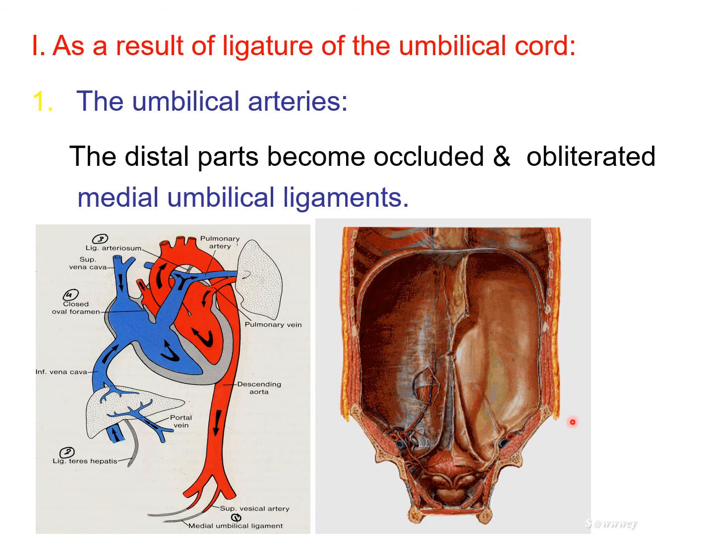Here we can see also, this is the posterior abdominal wall showing the urinary bladder, and this part of the urinary bladder will ultimately be supplied by the superior vesical arteries, and the remaining part will be formed as the medial umbilical ligament. So umbilical arteries have two derivatives in the human body: the proximal part as the superior vesical artery and the inferior distal part as the medial umbilical ligament.